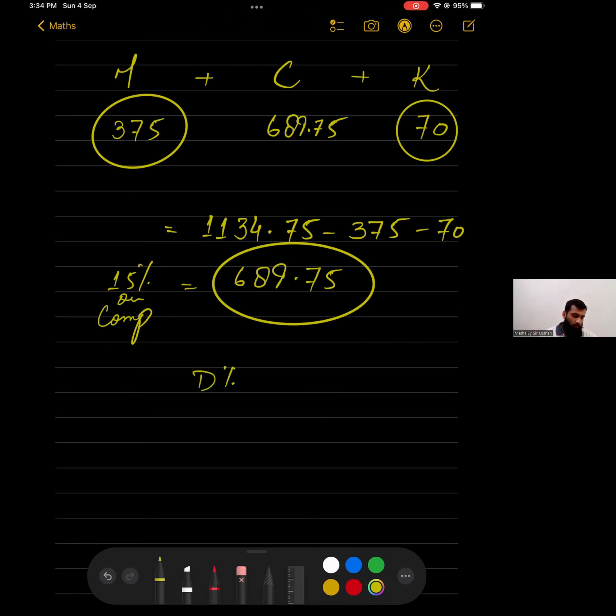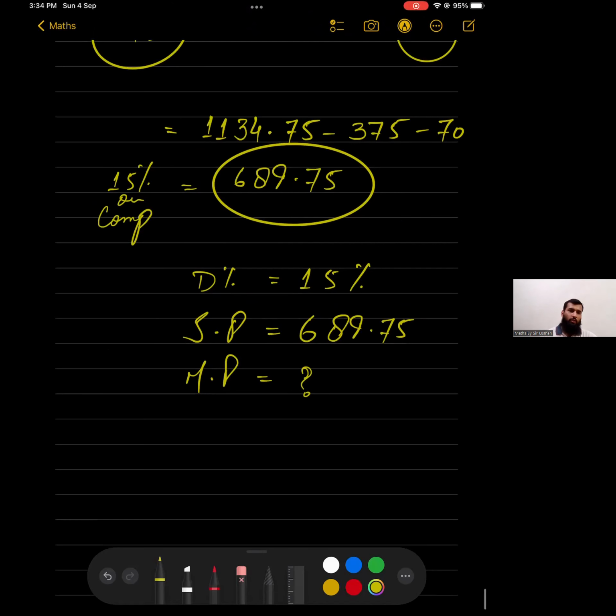The discount percentage was 15% and the selling price is 689.75. I need to figure out the mark price of computer. तो mark price मुझे find करनी है यहाँ पे. I have got the formula for discount percentage, which was discount percentage is equal to mark price minus selling price, divided by mark price, times 100. You just need to put in the values and you will have your answer for the mark price.